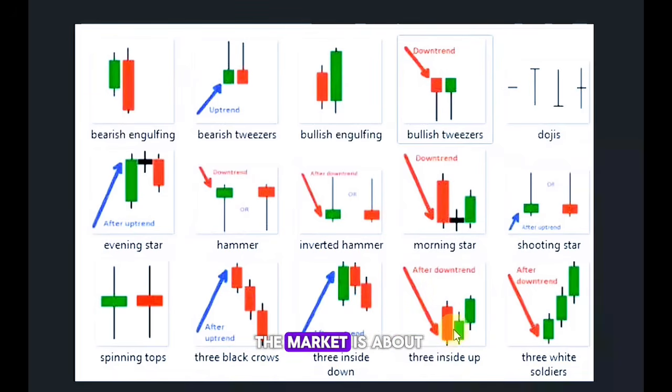Then it shows you that the market is about to reverse, and that the buyers are gaining more strength in the market than the sellers. So at this particular point, you should be looking for buying opportunities.